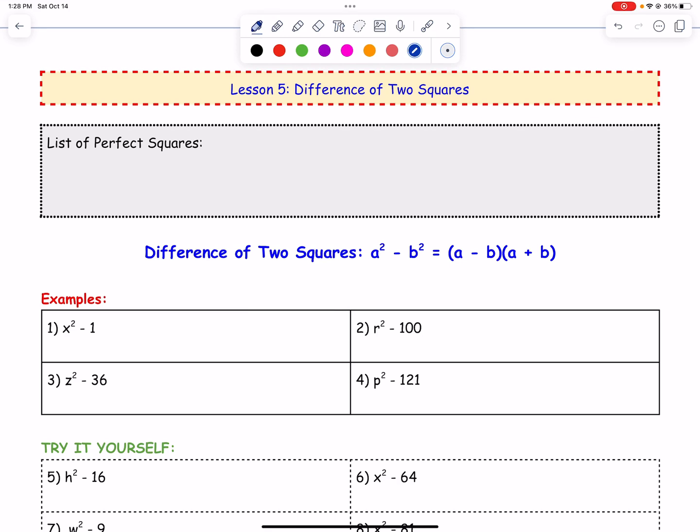In this video, we're going to take a look at factoring by difference of two squares. So let's first list out numbers that are our perfect squares. So things like 1 squared equals 1.